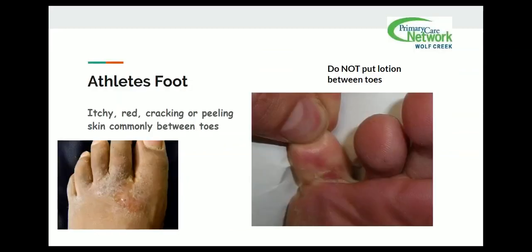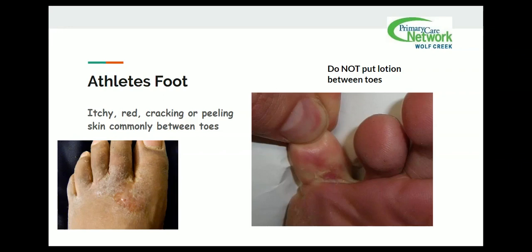The next thing we're going to talk about is athlete's foot, okay? It's a fungus that causes itching, redness, and cracking, peeling skin, commonly between toes and under toes, usually on the fifth little toe underneath and in between there. That's the common problem. You do need daily washing and drying well between all toes.